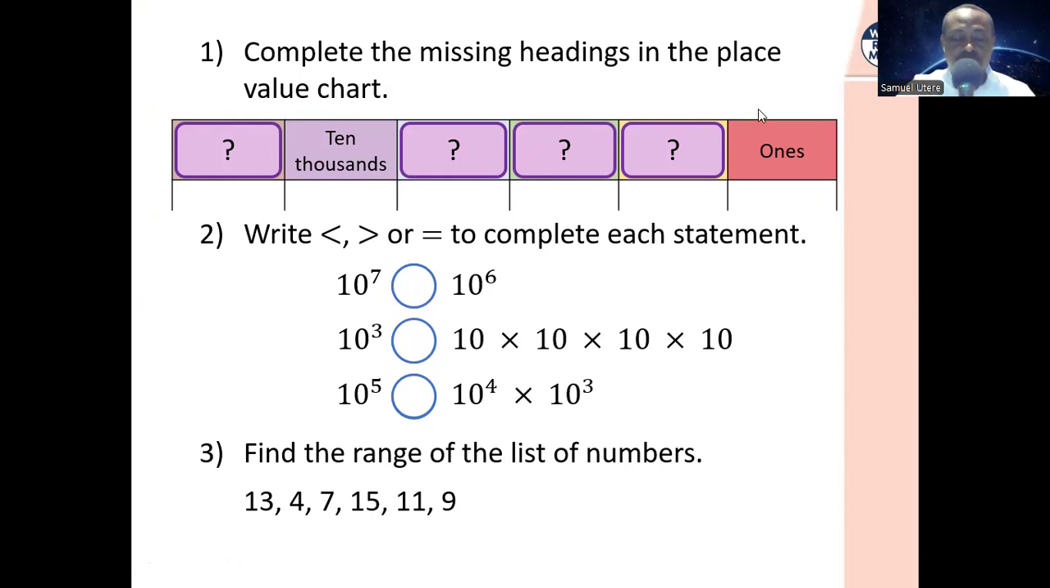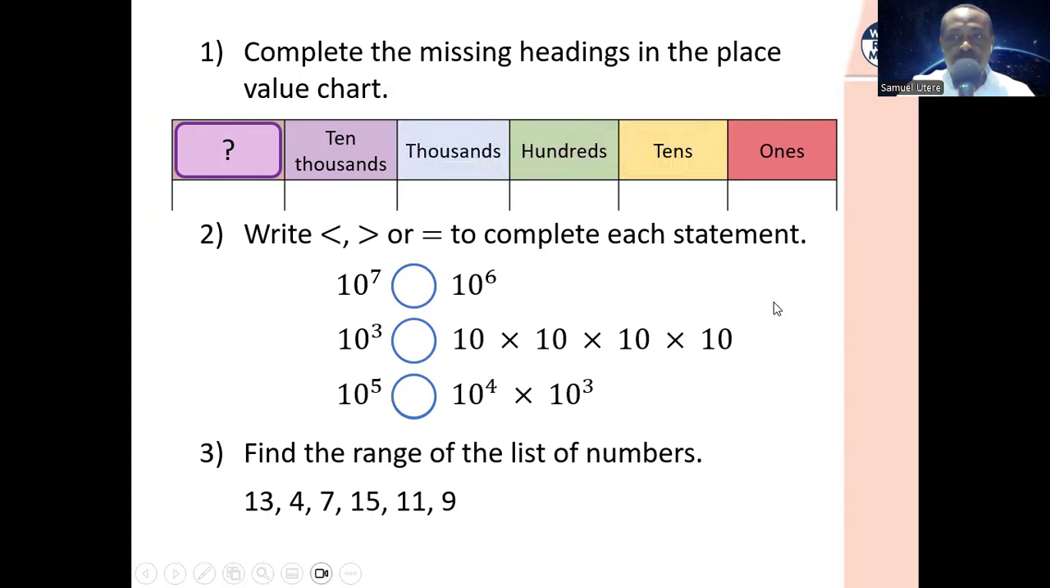In the first one, you were asked to fill the missing parts in the place value chart. And you should know by now, because there was a lesson where we talked about using the place value charts. In the next question, you were asked to use the comparator symbols, the less than or greater than sign, to show which numbers are greater than or less than. So 10 to the power of 7 is greater than 10 to the power of 6.